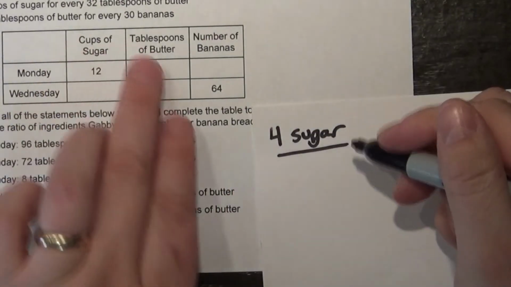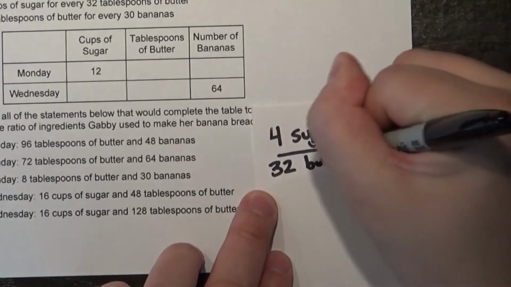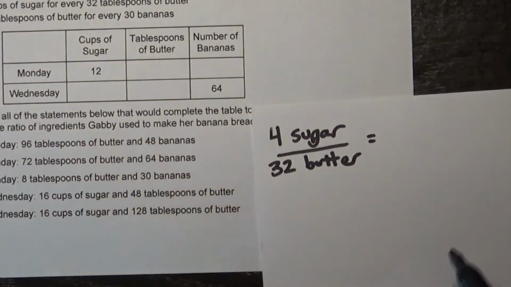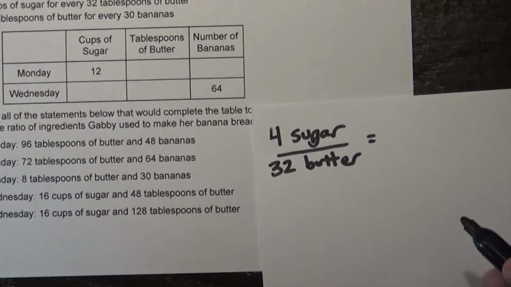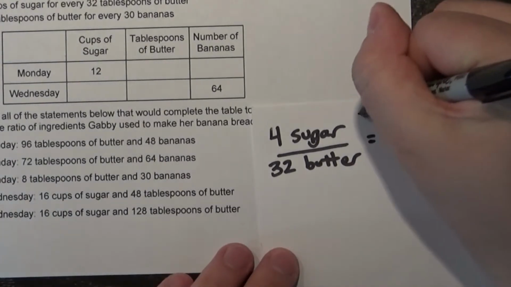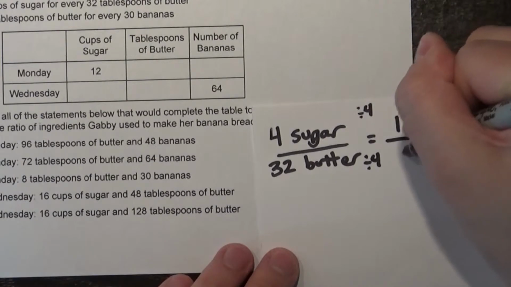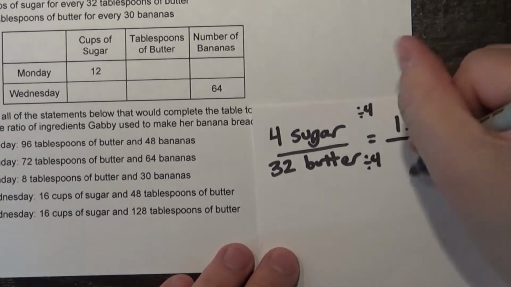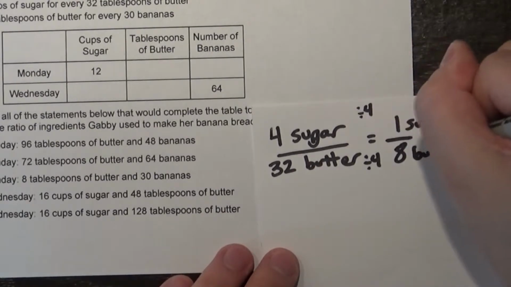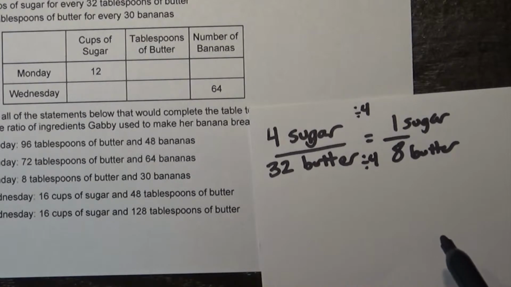When I look at that ratio, I want to think, how can I reduce this down, make it simpler for me? I see 4 and 32, and both of those are divisible by 4. So I could divide both by 4. That's going to give me 1 sugar. And 32 divided by 4, that's 8 butter. Now that reduced ratio is going to come in handy later because the smaller numbers are going to be easier to deal with. Let me do the same thing with the second ratio that I'm given.